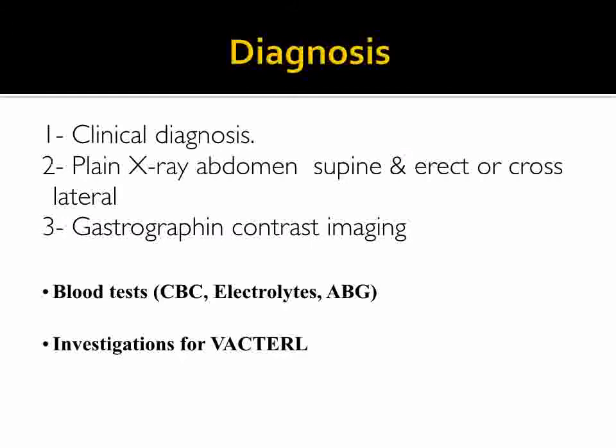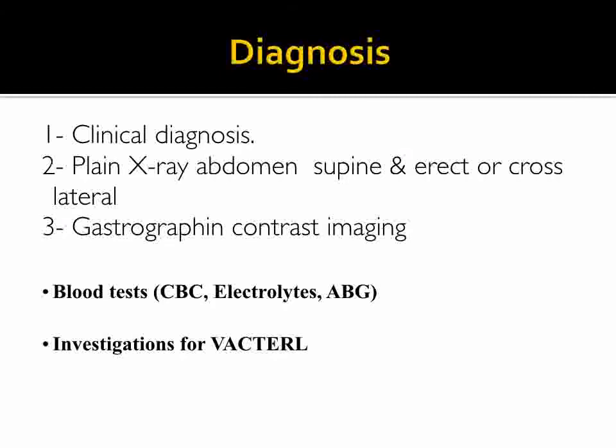Okay, after we suspect the level of obstruction, we may do some radiology. The radiologic diagnosis can help us in diagnosing the level or the type of obstruction. We can do a plain X-ray abdomen in the supine and the erect position, or sometimes we cannot do the erect position in neonates, so we will replace the erect position with what we call the cross-lateral position. So we do either supine and erect or supine and cross-lateral position.